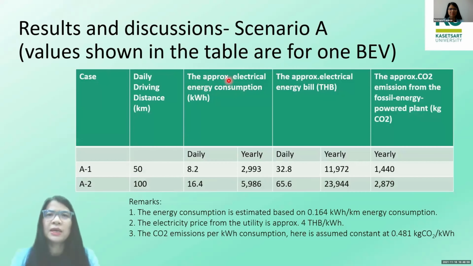We found that the approximate electrical energy consumption per day and per year was like this. And the approximate electrical energy bill per day and per year is like this. These numbers show that the electrical bill was about 1/4 of the gasoline price at the same driving distance.